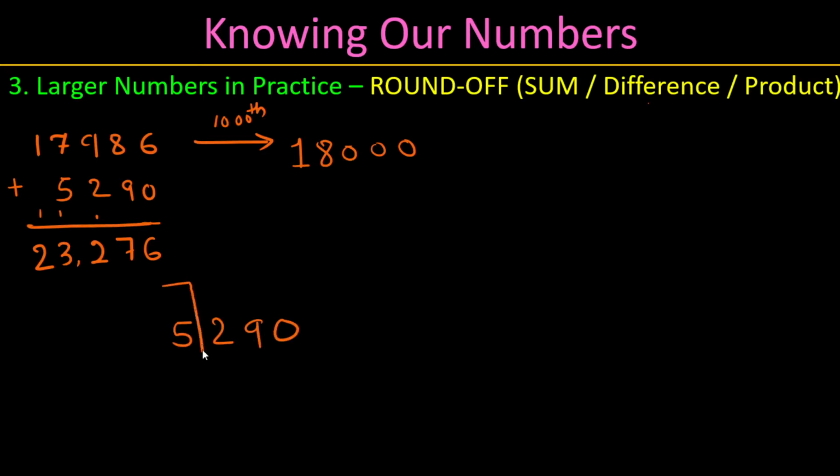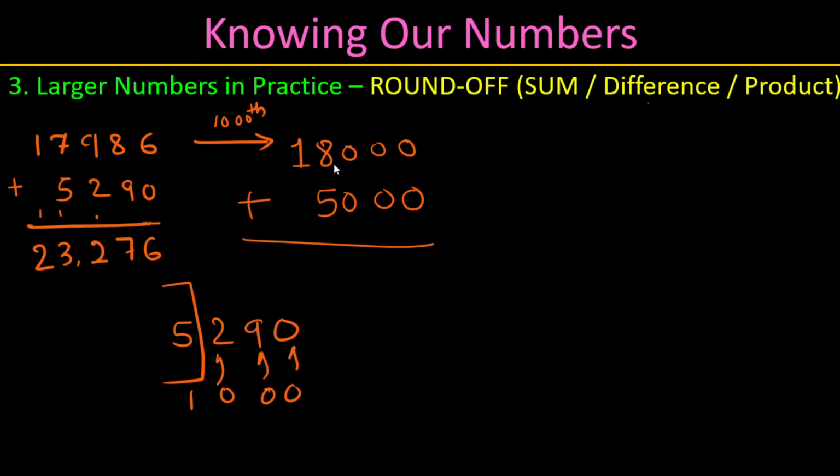Let's do the 1000 place for 5,290. This is the 1000 place, so put it here. 290 is less than 500. We need to replace with zeros and not add anything. So in this case it becomes 0, 0, 0. Let the 5 stay the same.